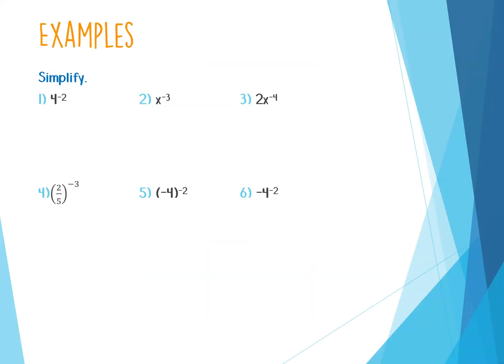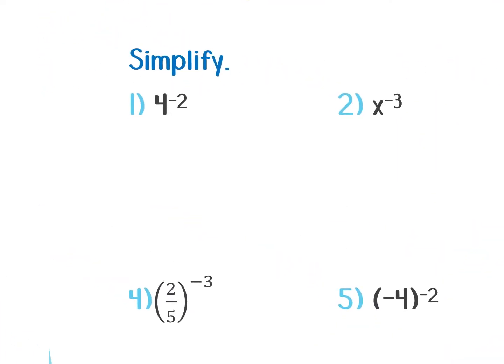Okay, so for the first one, we have 4 raised to the negative 2 power. So again, it doesn't make it negative, it's going to make it a fraction. So if you want to think of this as being 4 to the negative 2 over 1, and then flip it and make the power positive, and now we evaluate 4 squared, and it's 1 over 16.